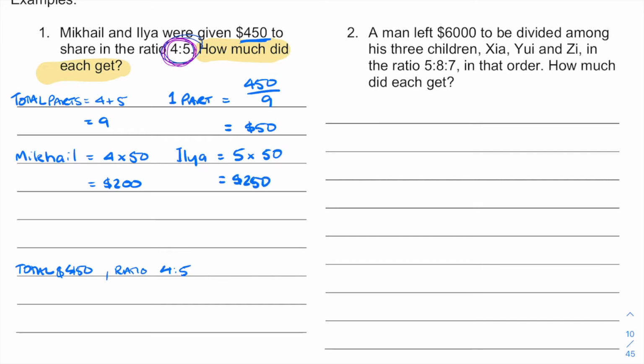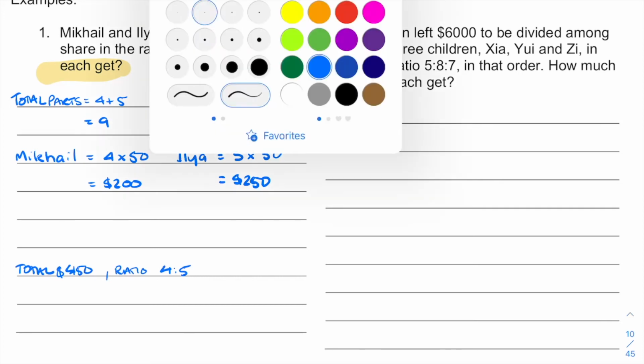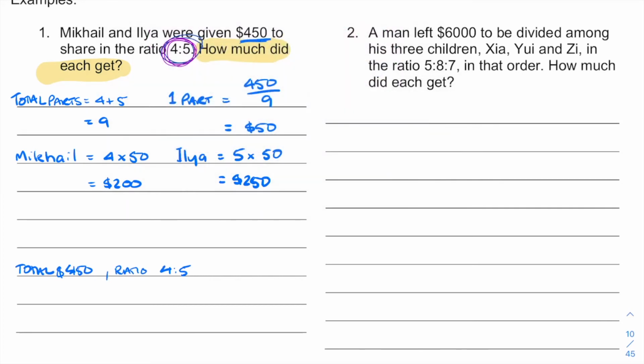Alright, and so now we've broken up that little total. Now I'm just going to add in, just in purple here, a therefore statement, because sometimes it's really good to include those. Okay, and we're going to have that in here. We're going to just write out Mikhail got $200. Ilya got $250. And that's that question done.